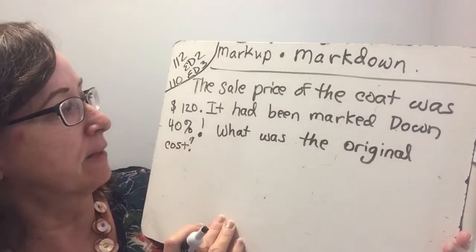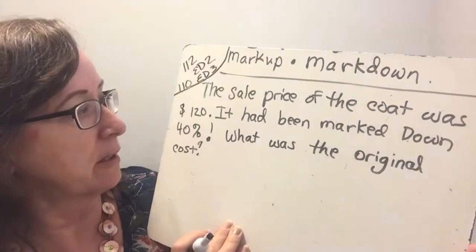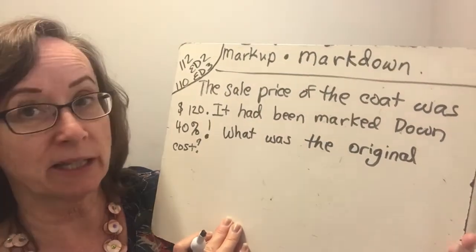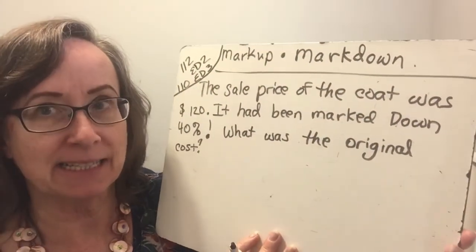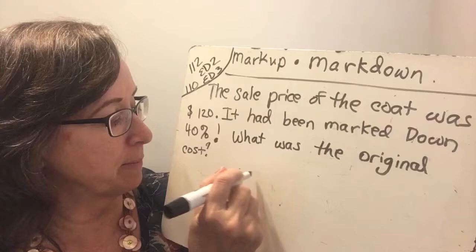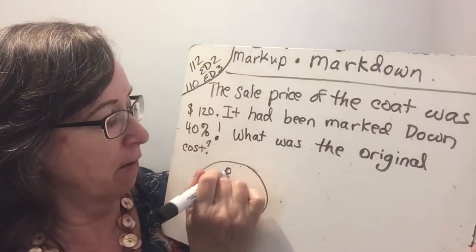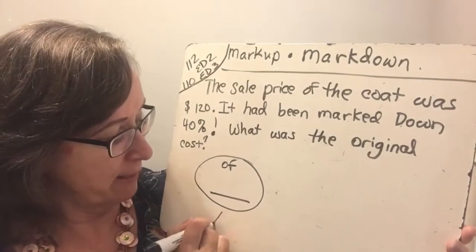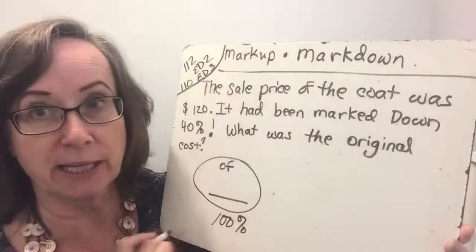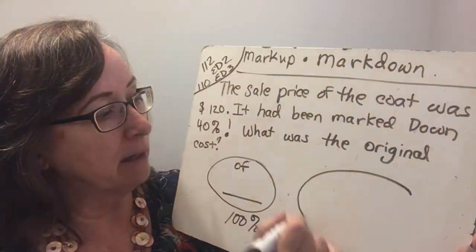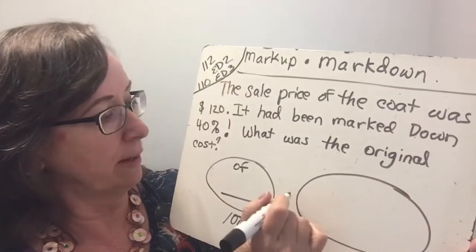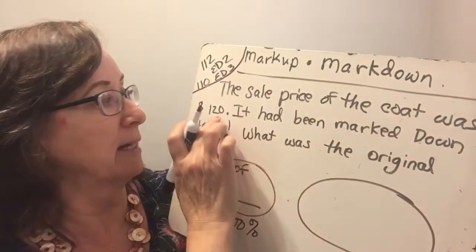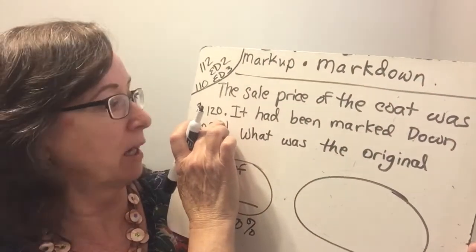The sale price of the coat was $120. It had been marked down 40%. What was the original cost? Now this one is easy to visualize using our diagram. So here we have of something. We don't know what the original cost was. This is our original 100%. Okay, but we do know that the sale price was $120.